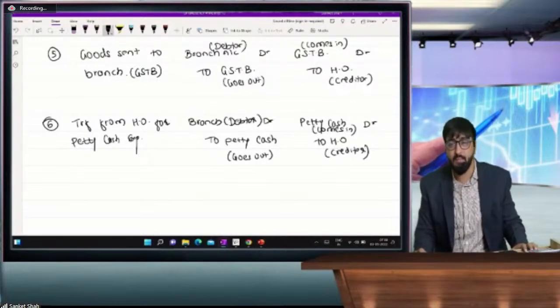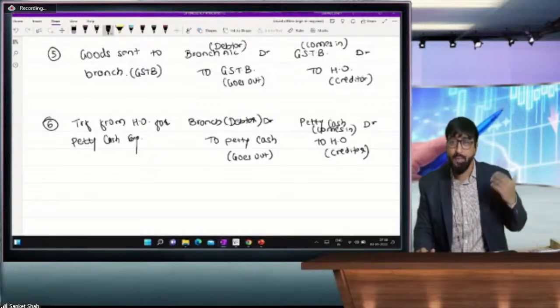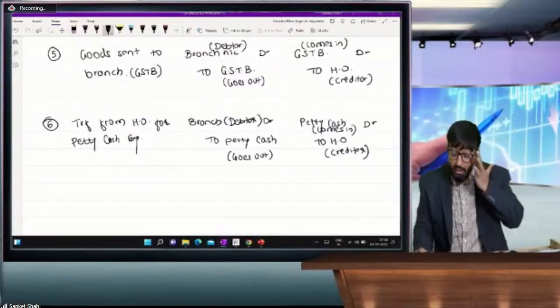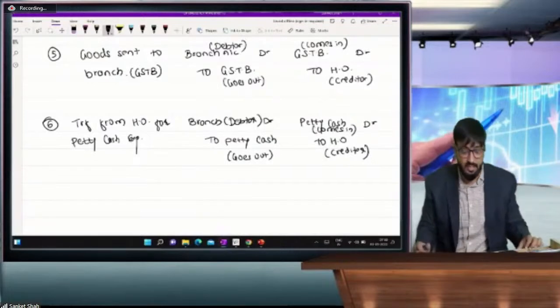It's very simple. Branch से पैसा आने वाला है. So branch हमारा debtor है. And petty cash goes out होगा. And वही चीज branch के books में HO को पैसा देना है. एचओ को पैसा देना है बाद में. अभी पैसा आया तो बाद में ये पैसा वापस रिटर्न करना पड़ेगा. तो HO is a creditor बोला जाएगा. It's very simple.